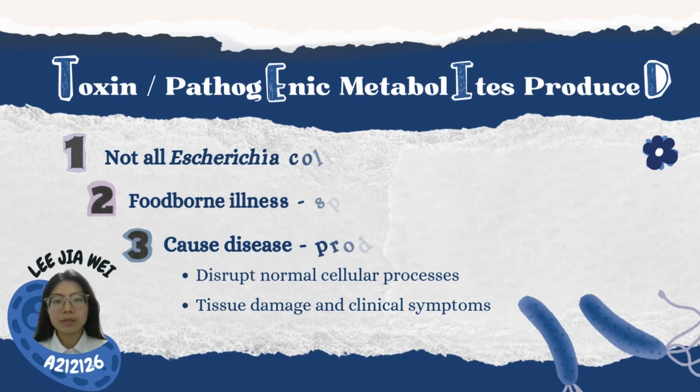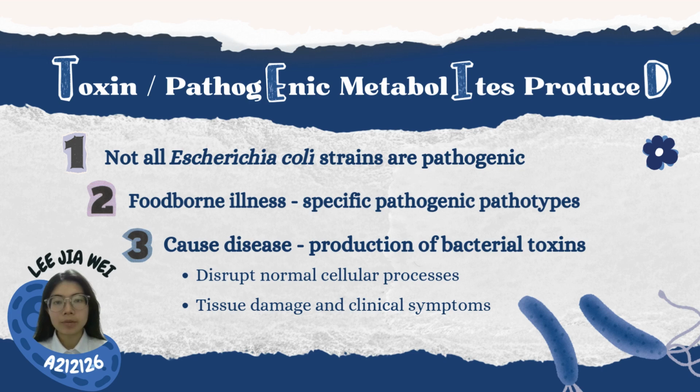And now, I would like to talk about toxin, the pathogenic metabolite produced by E. coli. As Kojashan mentioned before, E. coli is a highly diverse species, and not all E. coli strains are harmful and pathogenic. Many E. coli strains are part of the normal intestinal flora. However, foodborne illness is mainly caused by specific pathogenic phenotypes. These pathogenic E. coli strains cause disease primarily through the production of bacterial toxin. This toxin enables the bacteria to colonize host tissue and disrupt normal cellular processes, leading to tissue damage and clinical symptoms.